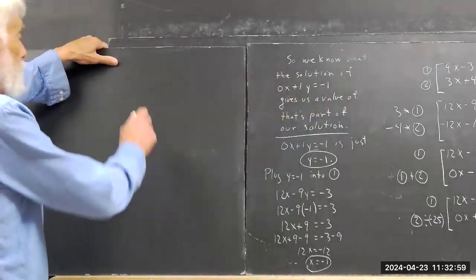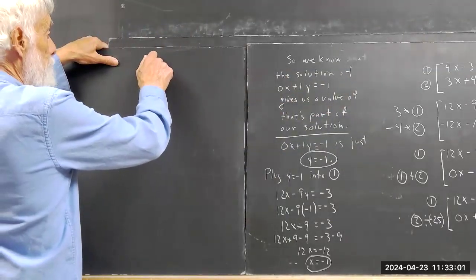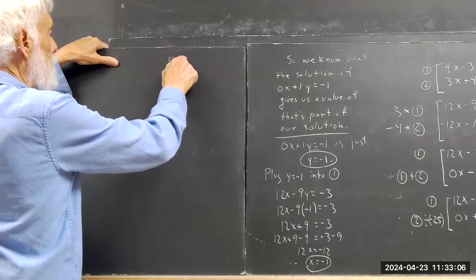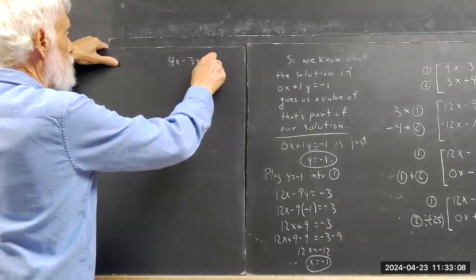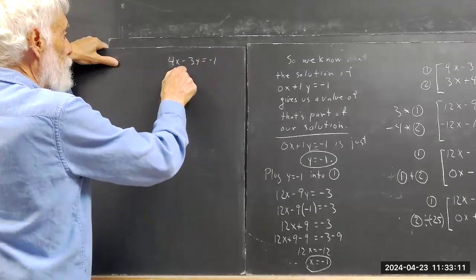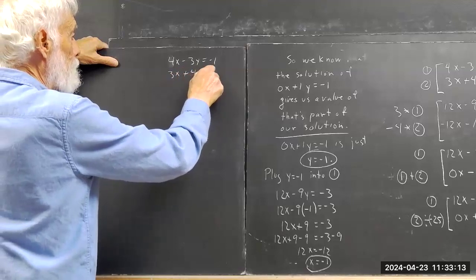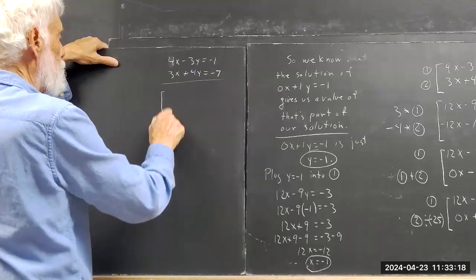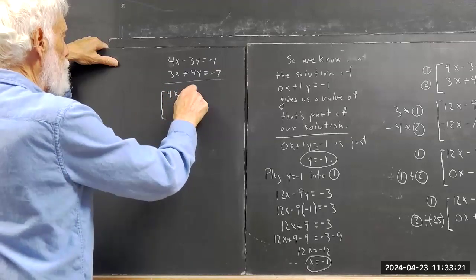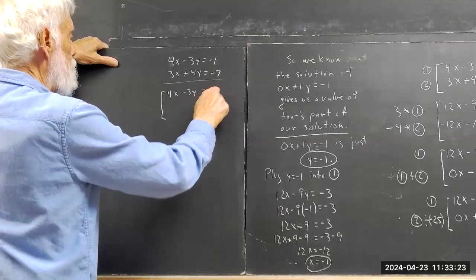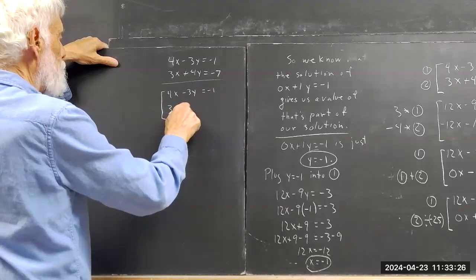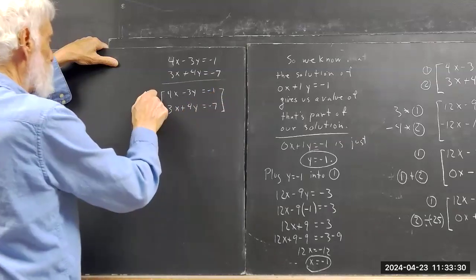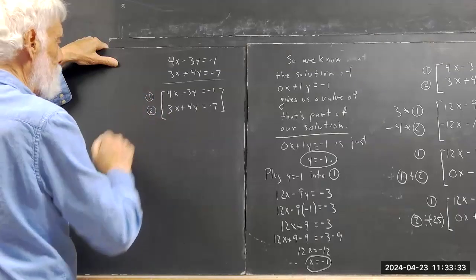So we started with the system. To write this kind of small: 4x minus 3y equals -1, 3x plus 4y equals -7. Okay. Then I wrote this as 4x minus 3y equals -1, 3x plus 4y equals -7. In brackets, I call this 1, I call this 2.